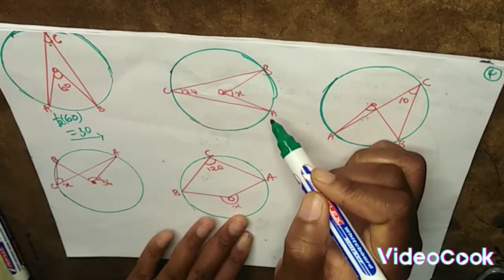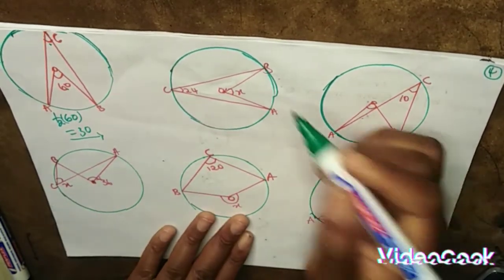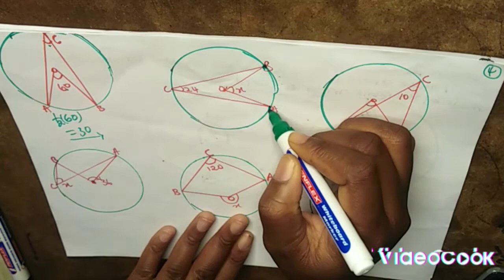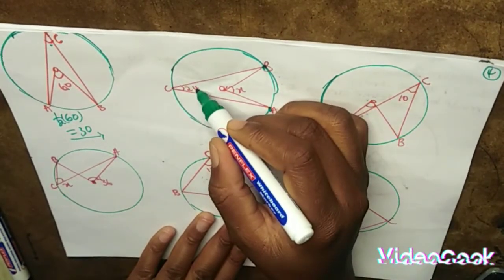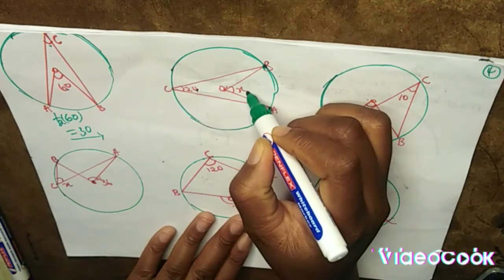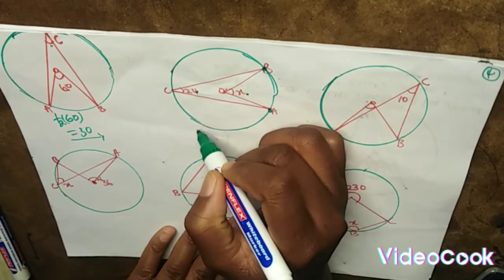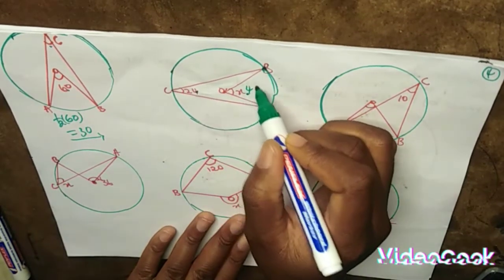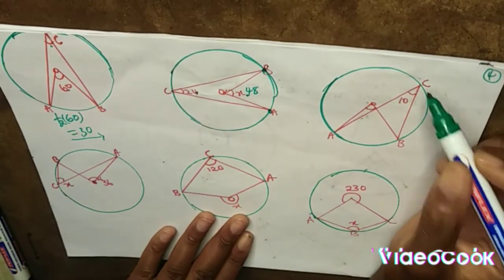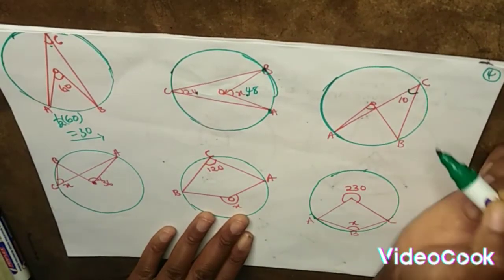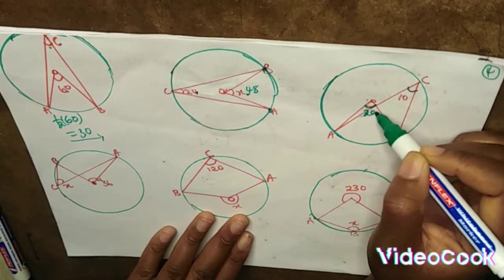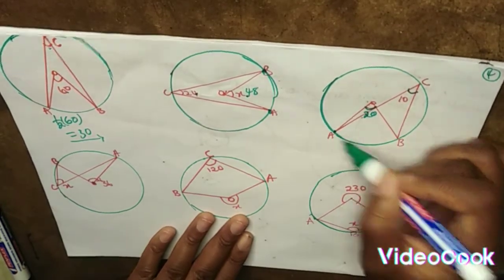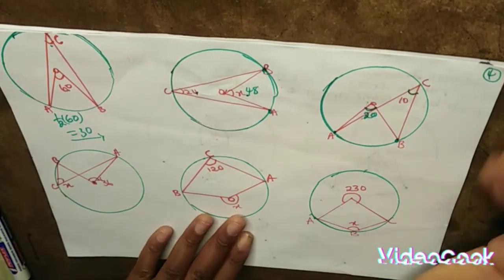What about this one? It's also exactly the same thing. They are all from arc AB, right? So if that's 24, angle at the center is twice the angle at the circumference. So it's going to be what? 48, right? We just double that. If that angle there at the circumference is a 10, at the center here is just supposed to be 20. Because they are all from arc AB.